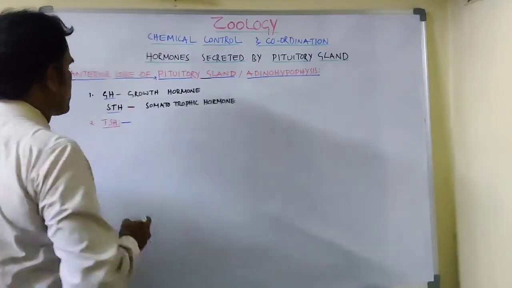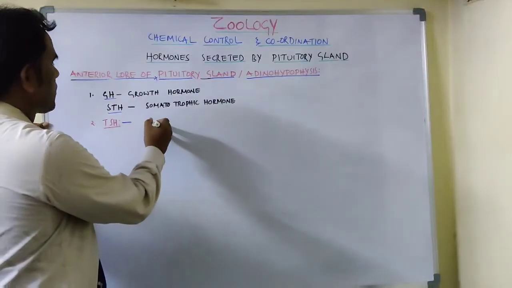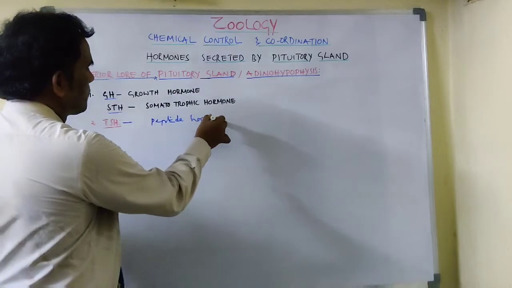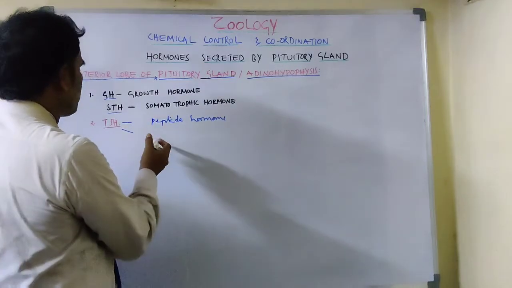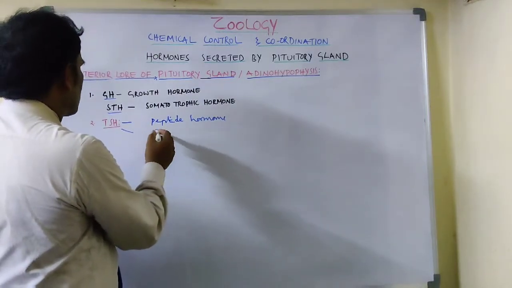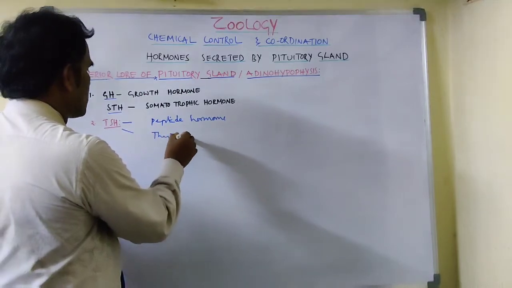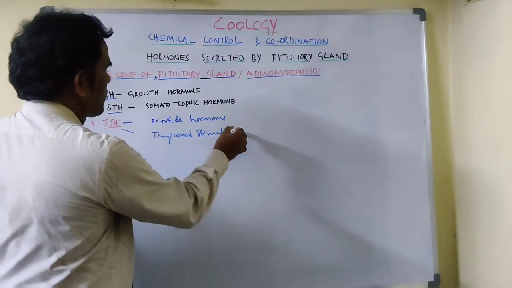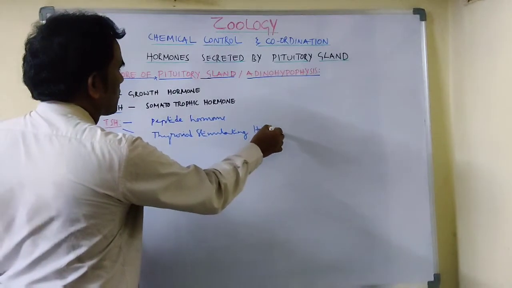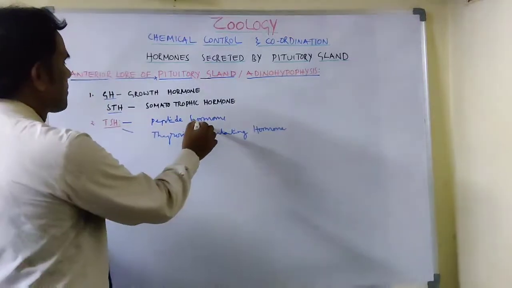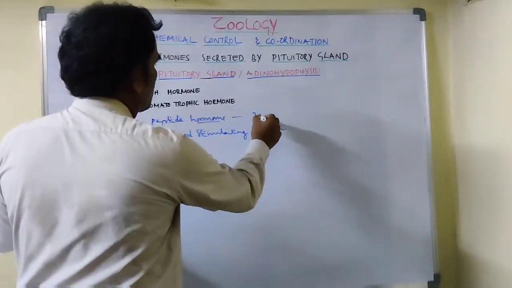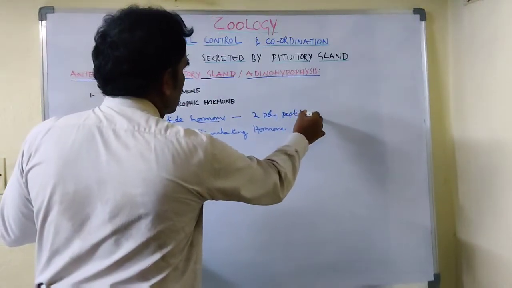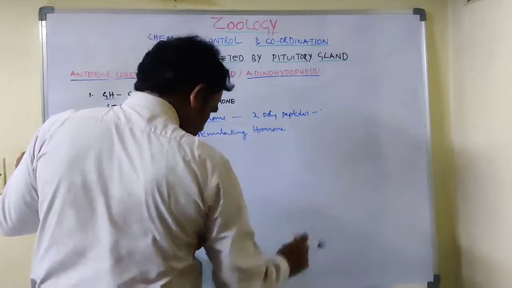The next hormone is thyroid stimulating hormone. It is also a peptide hormone. Thyroid stimulating hormone is a polypeptide hormone. It consists of two polypeptide chains.